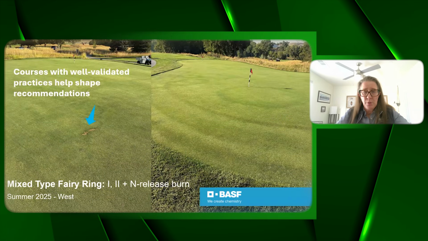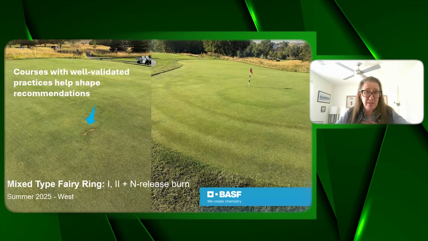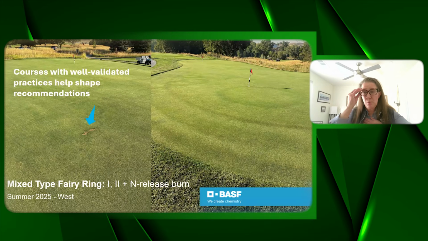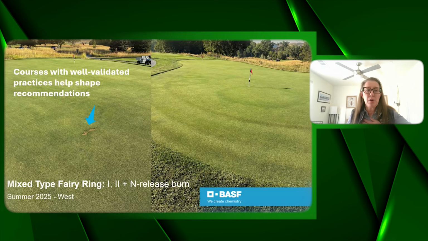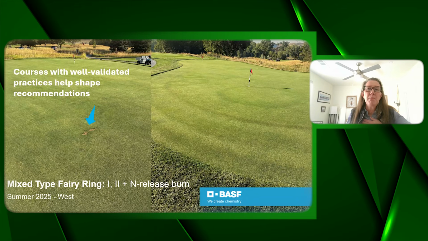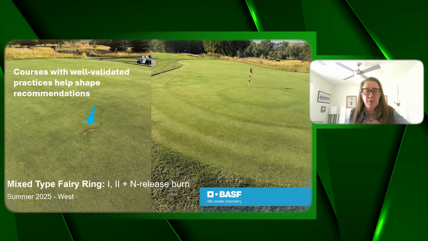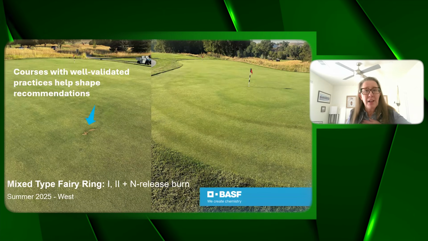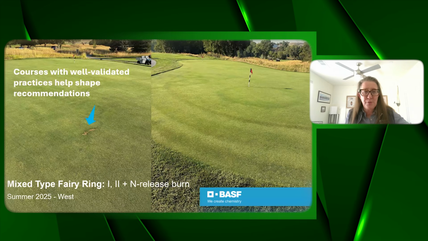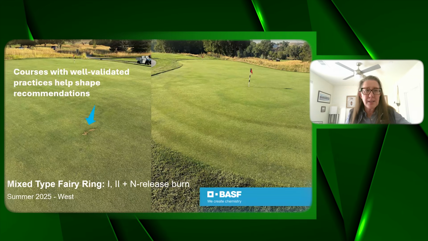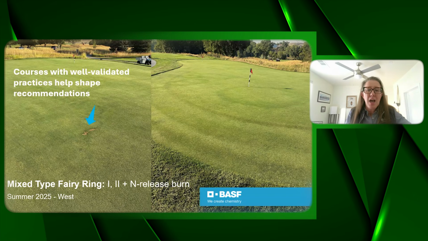The courses that we work with at BASF, the courses I have had the opportunity to work with in the sales reps, because this was a career that I came to as a second career. Many of you know, if you know me, many of the superintendents, directors of agronomy, many of you have so much experience that your well-validated practices have informed my recommendations. So I learned from school, I learned from colleagues, and then I learned from superintendents and directors of agronomy.